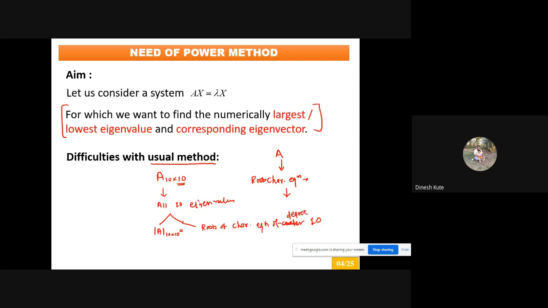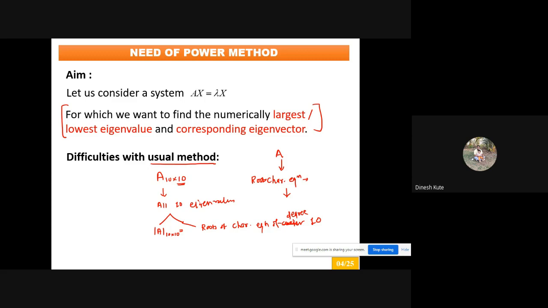Okay, so to find all 10 eigenvalues, in the second case, I need to find the roots of a characteristic equation of degree 10. Again, it is a difficult task for all of us, as we know that for degree 2 and degree 3, you can directly calculate the roots from a calculator also.